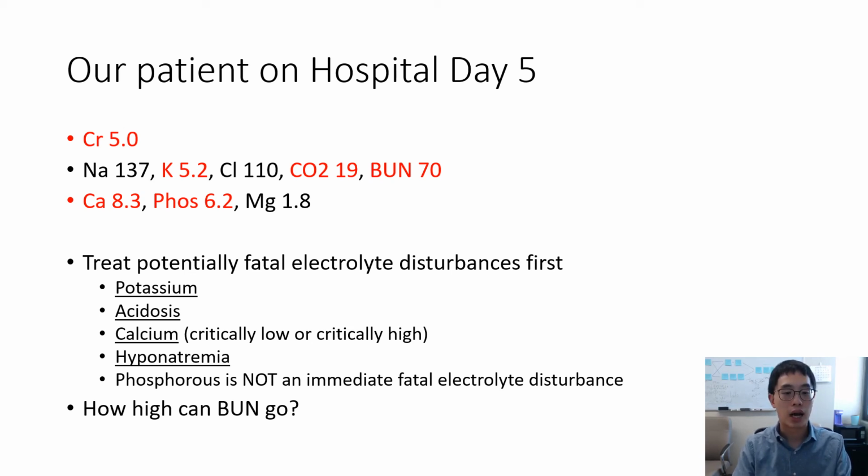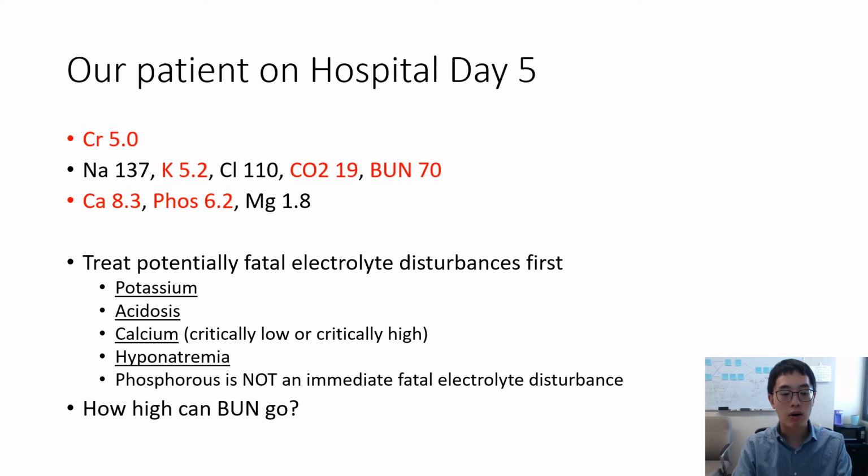These are potassium abnormalities, especially hyperkalemia; metabolic acidosis, especially if it's severe; calcium, where critically low or critically high calcium levels need to be treated; and then hyponatremia. Now, phosphorus, while it's high in this case, is not an immediately fatal electrolyte disturbance. So don't worry about the phosphorus. Usually as the patient's kidney function improves, the phosphorus level will get better as well.